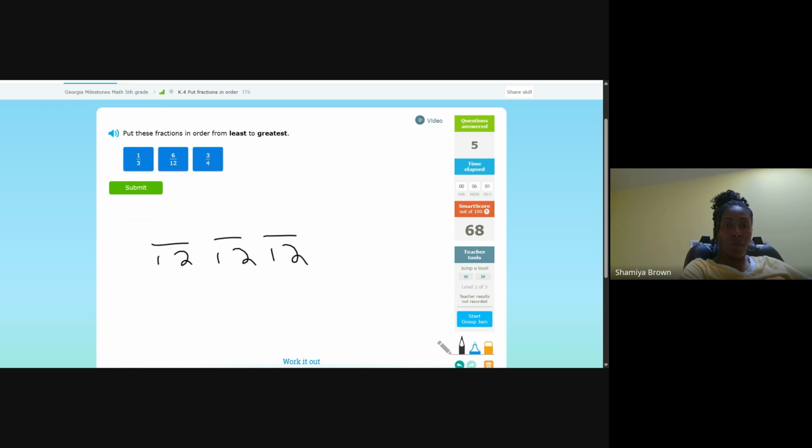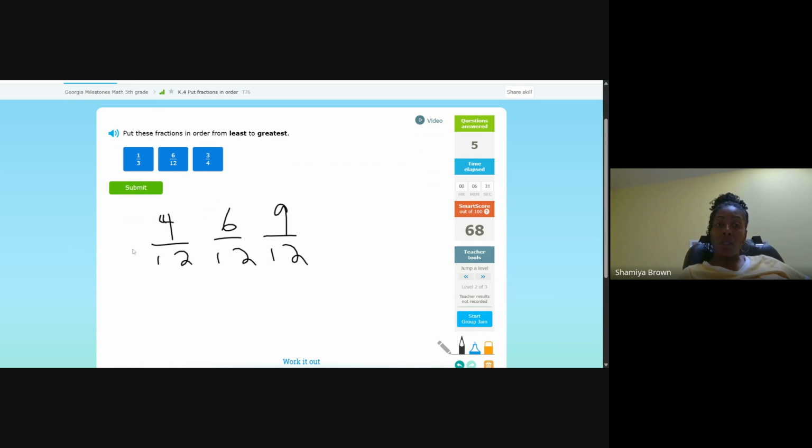1 times 4 is 4. This one is already over 12, so I keep it that way. Then for this one, I need to see what times 4 gives me 12, and that's going to be 3. So if I do times 3 here, I have to do times 3 up there, which will give me 9. So as you can see, put them in order from least to greatest: 4/12, then 6/12, then 9/12. This is closer to a whole, so this is the biggest fraction.